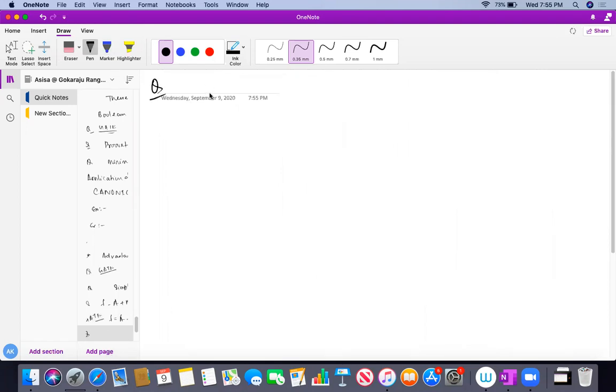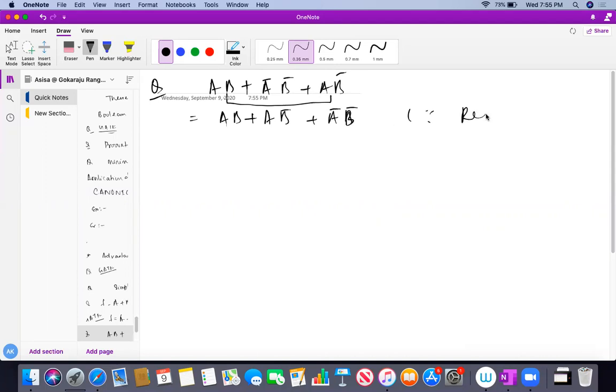Next question, simplify AB, A bar B bar, AB bar. Whatever I am doing today, all are very important, students. What I am doing here: AB, A bar B bar, AB bar. I am just going to rearrange the equation: AB, AB bar, A bar B bar. Okay, I have just rearranged the equation.